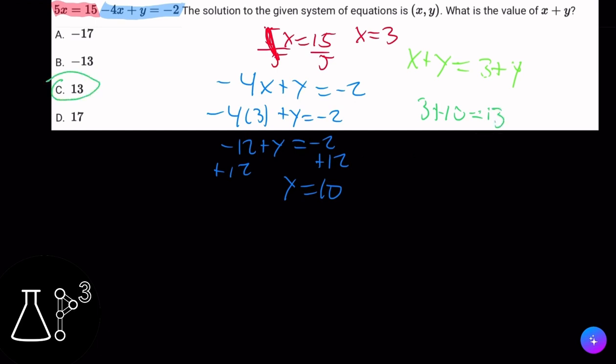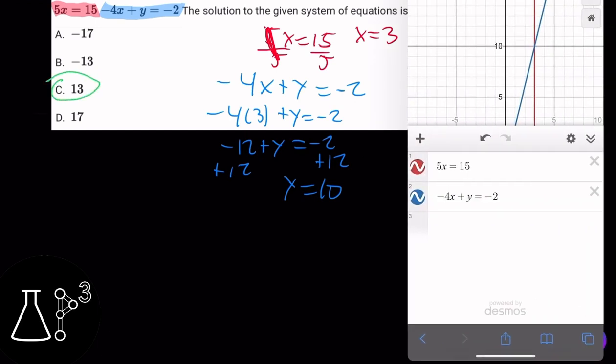But let's use Desmos to make sure that this is correct. So when you plug it in, you're going to get the point 3, 10. When you add it, it's obviously going to give you positive 13. So my answer is indeed C.